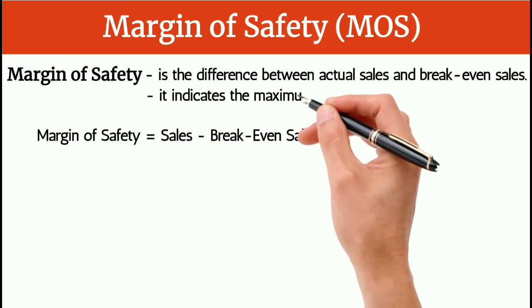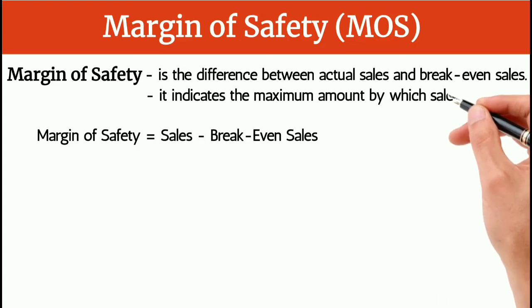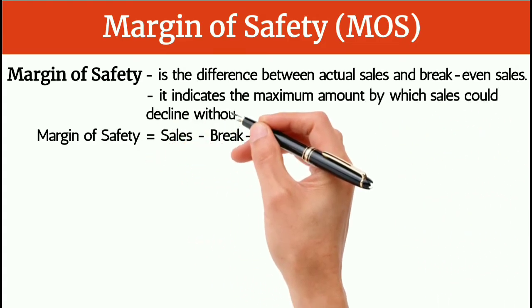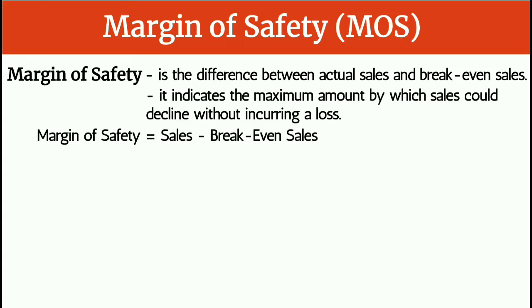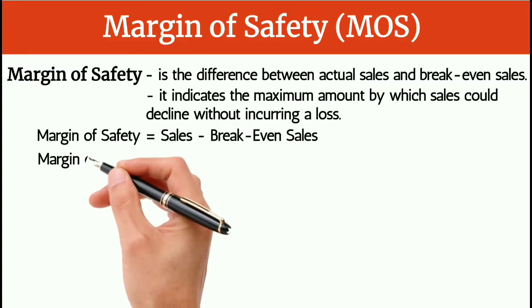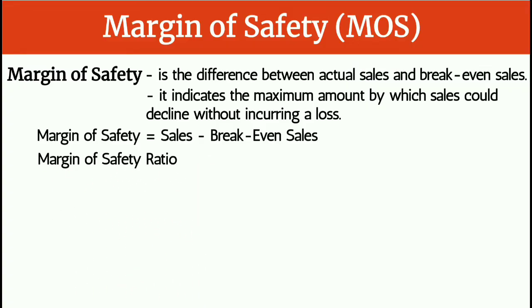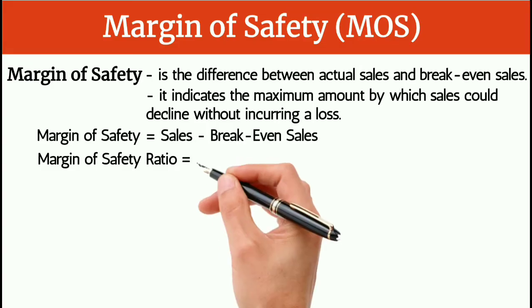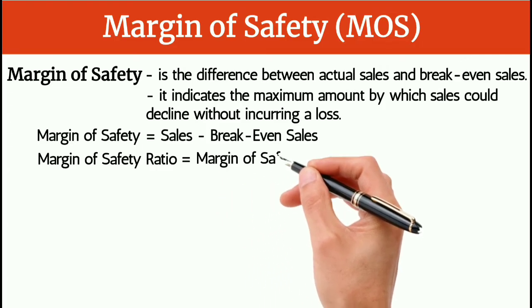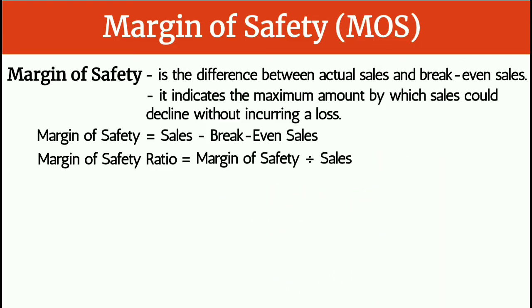Margin of safety indicates the maximum amount by which sales could decline without incurring a loss. Meaning to say, tinawag siyang margin of safety kasi kahit mabawasan yung revenue or sales by this amount, wala pa ring mai-incur na loss. Isa sa kinocompute dito ay yung tinatawag na margin of safety ratio or MSR. Margin of safety ratio or MSR is equal to margin of safety divided by sales.